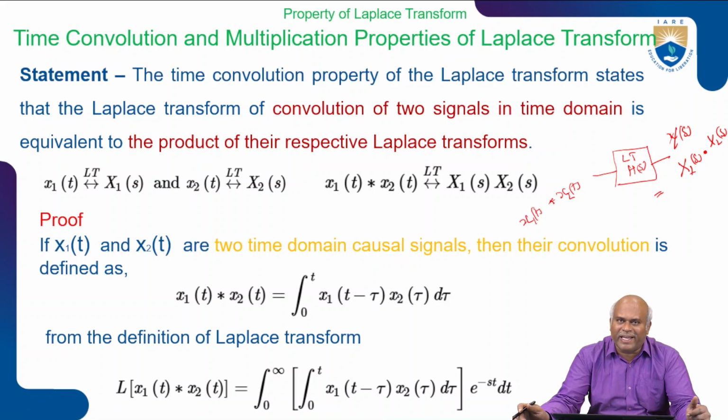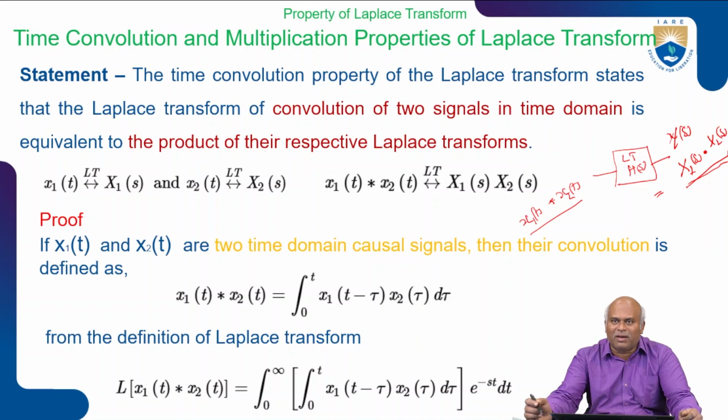First, we go for the statement. The time convolution property of the Laplace transform states that the Laplace transform of the convolution of two signals in the time domain is equal to the product of their respective Laplace transforms. That means on the input side, if you give the convolution of two signals x1 of t and x2 of t, it produces as output the product of their respective Laplace transforms. The Laplace transform of x1 of t is X1 of s, and of x2 of t is X2 of s.